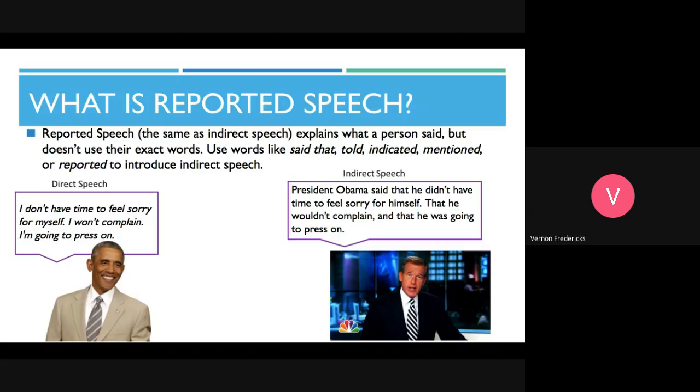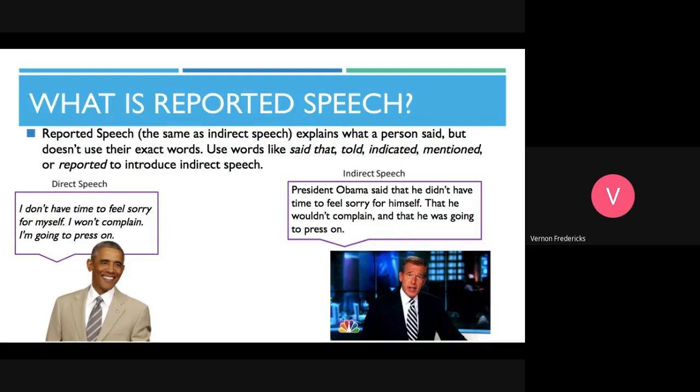Then we go to indirect speech. This is the reporter speaking about what Barack Obama just said. So the reporter says, President Obama said that he didn't have time to feel sorry for himself, that he wouldn't complain, and that he was going to press on. So the reporter is telling the people what Barack Obama said.